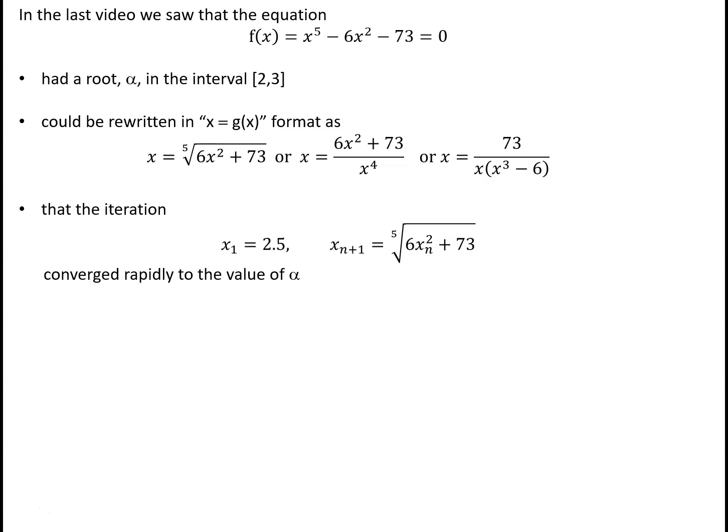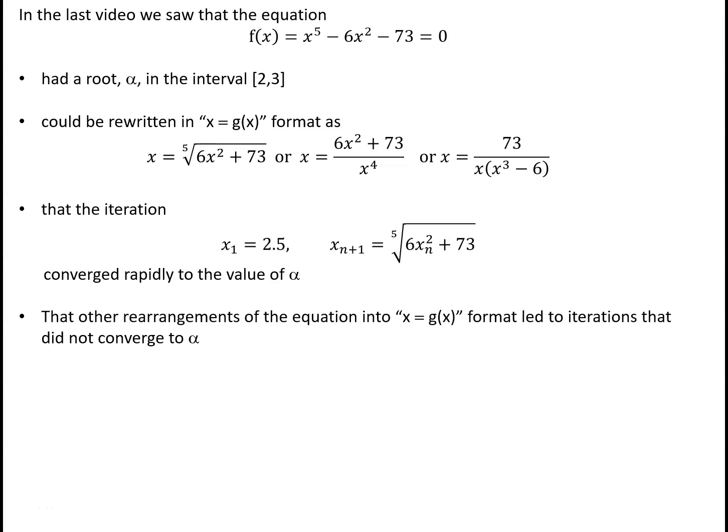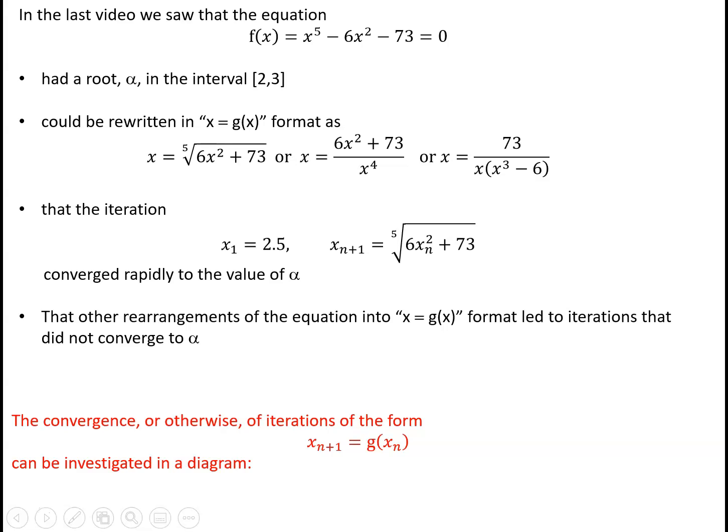We also saw that the iteration x_1 = 2.5 and x_{n+1} equals the fifth root of 6x_n^2 + 73 converged rapidly to the value of alpha. But we also saw that the other rearrangements of the equation into the x = g(x) format led to iterations that did not converge to a root. And in this video, the convergence or otherwise of iterations of the form x_{n+1} = g(x_n) are going to be investigated in a graphical diagram.